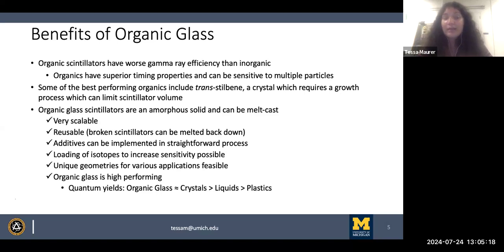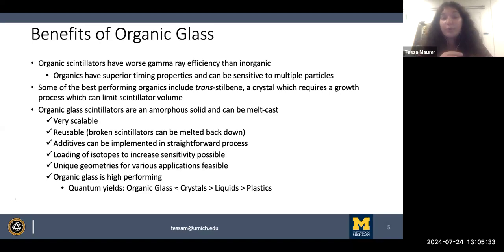Organic glass scintillators, on the other hand, are an amorphous solid, so they're not a single crystal, and you can melt cast them. They're very scalable. They're reusable, right? If you break them, you can just melt them back down and make another scintillator.